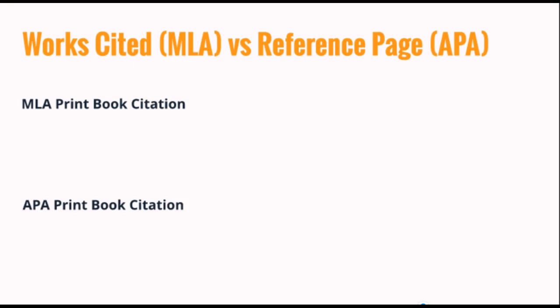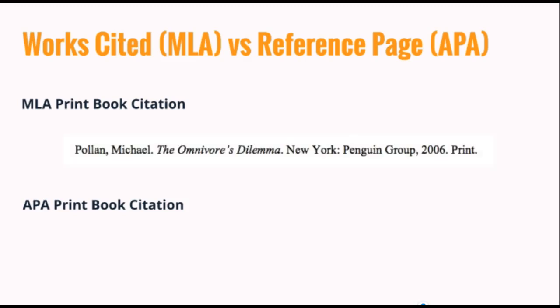Now, if we were going to cite a print book using MLA format, this is what the works cited entry would look like. You start with the author's last name, then the first name, the title of the book, the place of publication, the publisher, the date that it was published, and then the word print to indicate that it is a print book.